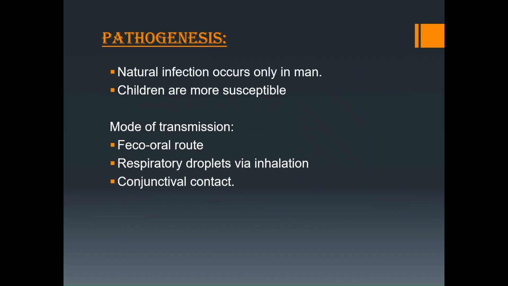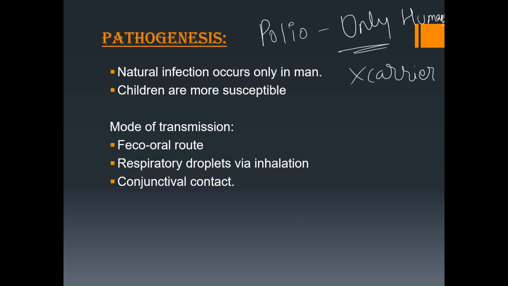Coming to pathogenesis, one important point is that polio infection is only seen in humans, and there are no carriers. There will be only cases. There are no carriers of polio infection, polio infects only humans, and males are more susceptible compared to females. It is also commonly seen in children.